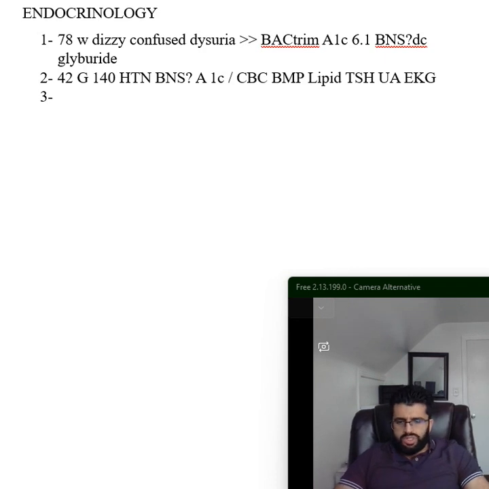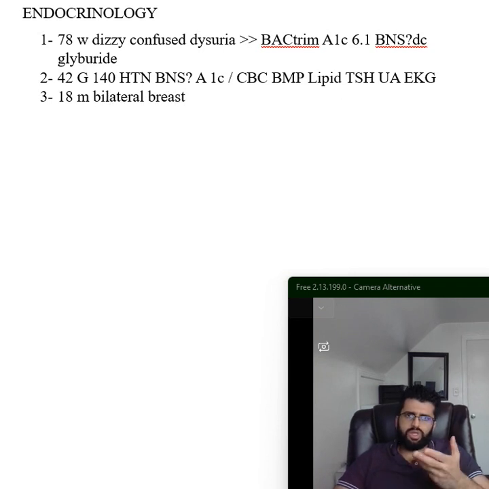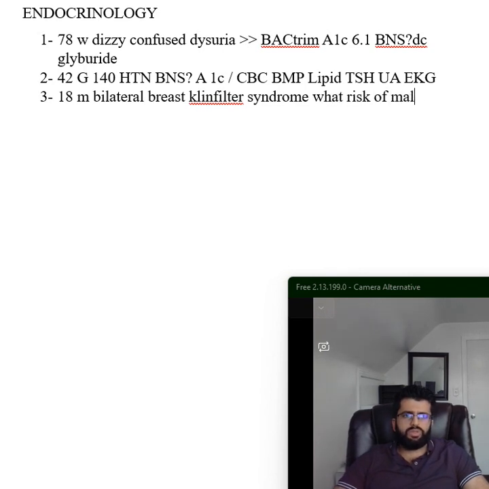Now, you see an 18-year-old male with gynecomastia, bilateral breast enlargement. That's not usual in a man, but this could be a genetic issue. There are a bunch of genetic issues like Klinefelter syndrome that can cause that. So with Klinefelter syndrome, what's the risk of malignancy in this patient? This one, it's breast malignancy, okay?